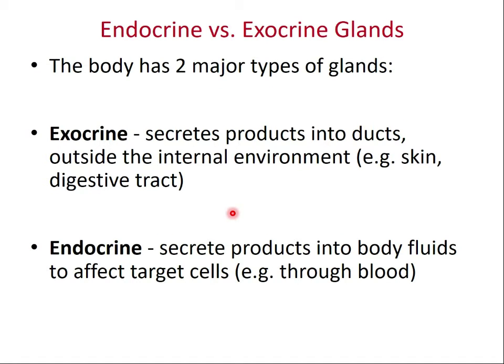So that differentiates from exocrine glands. So there are two types of glands in our body: endocrine glands and exocrine glands. Exocrine, X is outside, so products are secreted into ducts into the outside environment of the body. And we saw some of this when we were discussing the integumentary system. And we also see this in the digestive tract. Endocrine glands secrete product directly into body fluids such as blood, and they travel in the bloodstream to the affected target cells.